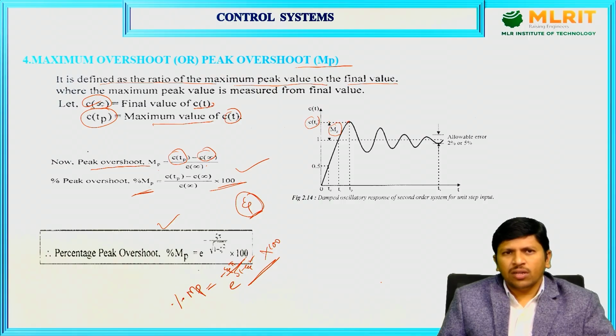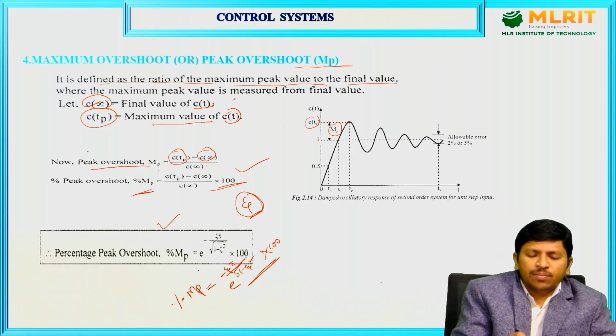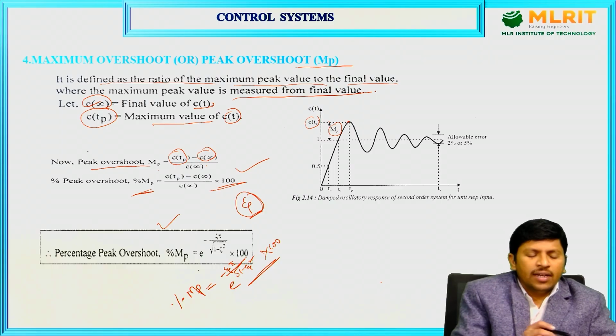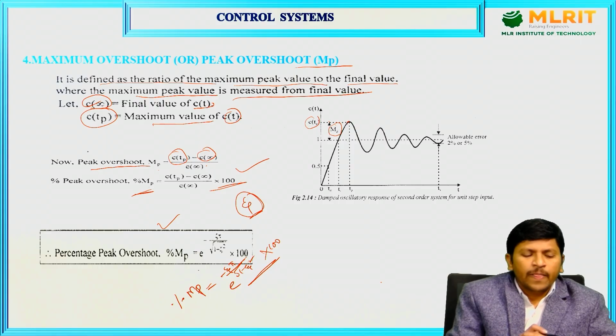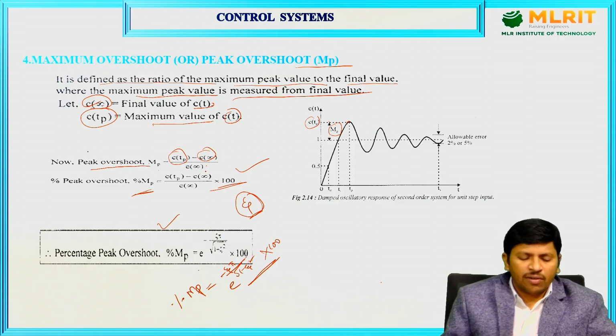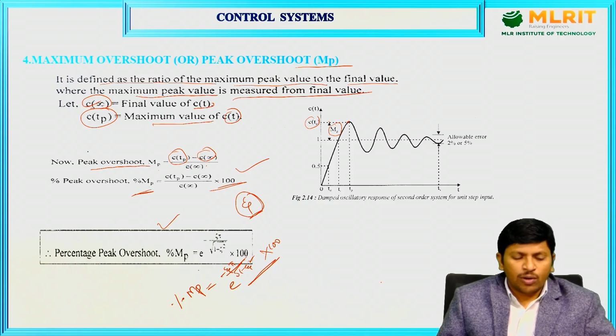This is about the definition of the maximum overshoot or peak overshoot. It is the ratio of the maximum value to the final value, and the maximum peak value is always measured from the final value only. Here the final value is c of infinity, and the maximum value is c of tp, so the formula is c of tp minus c of infinity divided by c of infinity. This is the formula of maximum overshoot or peak overshoot.